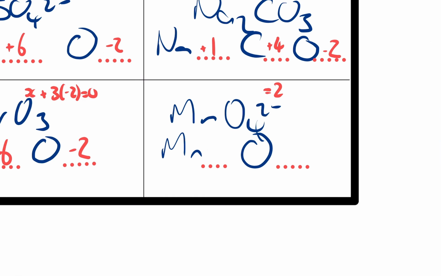Last one, whole thing equals -2. We've got 4 lots of -2 from oxygen. That means manganese must be +6.